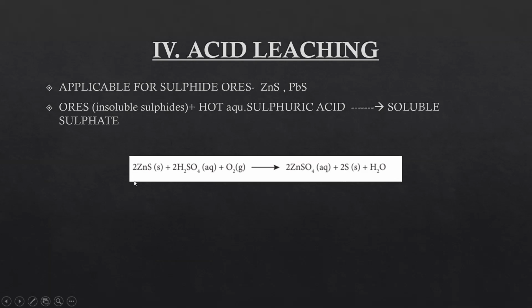See the example. Here zinc sulfide is taken in solid form. We mix the zinc sulfide with hot sulfuric acid. After the addition of sulfuric acid, the sulfide is changed into sulfate. We get the sulfate in aqueous form, that is, in liquid form, and we get elemental sulfur in the solid state.